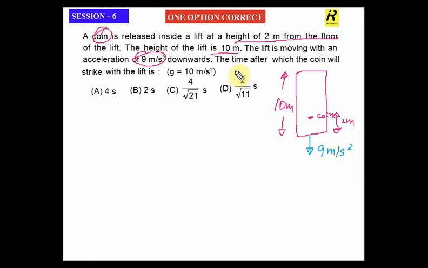And then the time after which the coin will strike the lift is... So now we have to find after what time the coin may hit the floor of the lift. This is what we have to find. For this, we are also given the acceleration due to gravity of the earth, so I simply mention it here. Acceleration due to gravity is also here, which is g. So this g is 10 meter per square second. We are given this also. Okay, so now I have to find the answer for the time. So after how much time the coin will come and hit the floor of this lift.